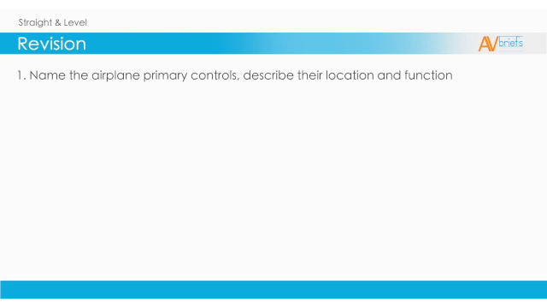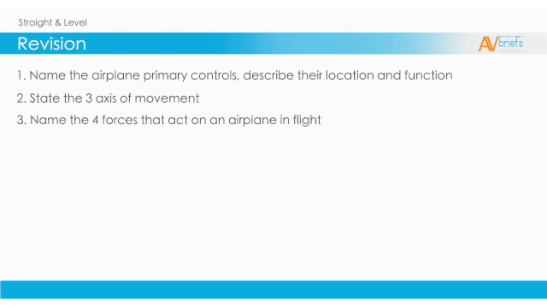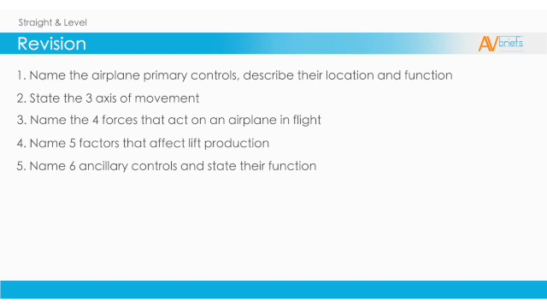Name the airplane primary controls, describe their location and their function. Now, state the three axes of movement. Can you name the four forces that act on an airplane in flight? Now can you name the 5 factors that affect lift production? And can you name the 6 ancillary controls and state their function?